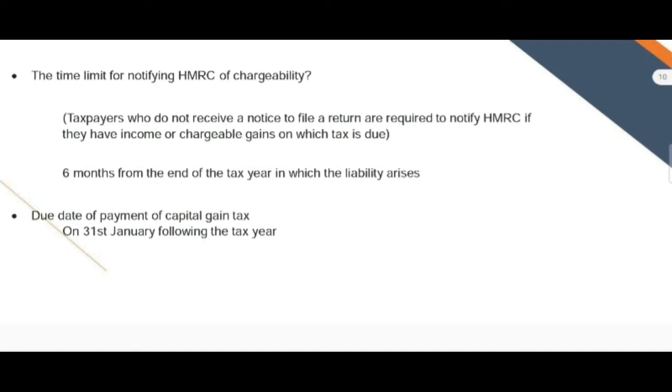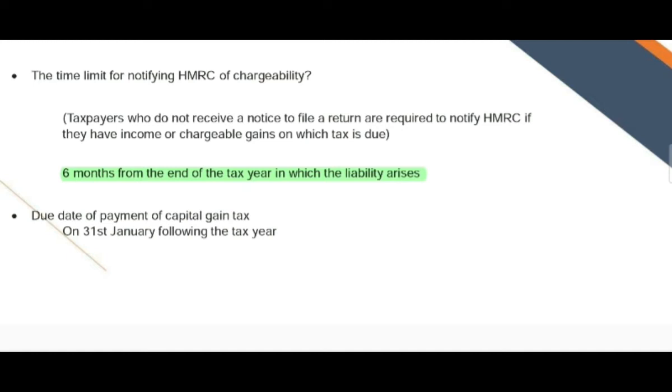Now, the time limit for notifying HMRC of chargeability. Taxpayers who do not receive a notice to file a return are required to notify HMRC if they have income or chargeable gain on which tax is due. This is the period of 6 months from the end of the tax year in which the liability arises.